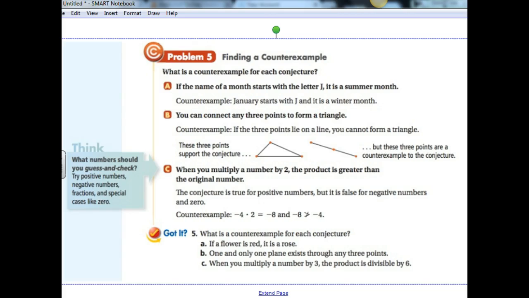Now, what is a counterexample for each conjecture? A counterexample is one example that would make your thought or your conjecture to be not true.